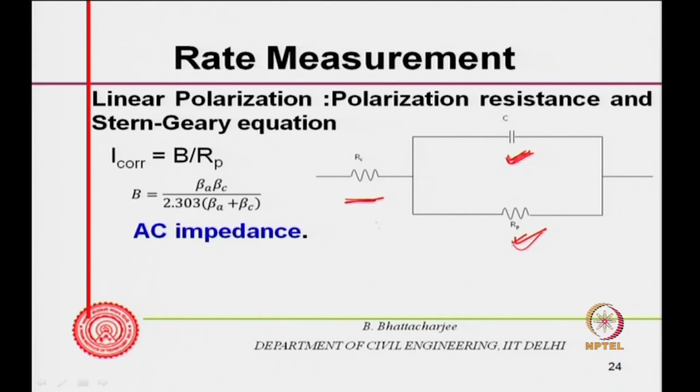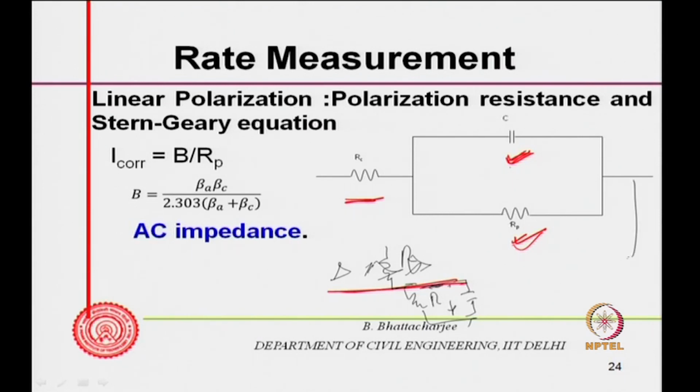So, Rc is the concrete resistance. If this is my reinforcement bar and this is my surrounding concrete, the Rc is here, and at the interface I will have Rp as well as capacitance. These are parallel, so I have Rp, and parallel to this is the capacitance of the interface, and this is the simplest equivalent circuit we can assume.